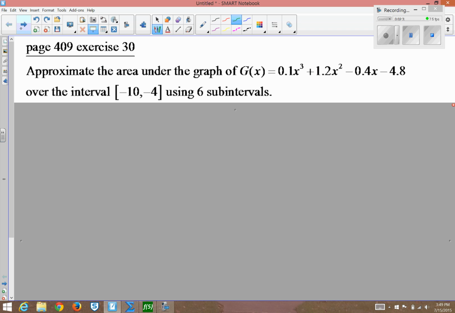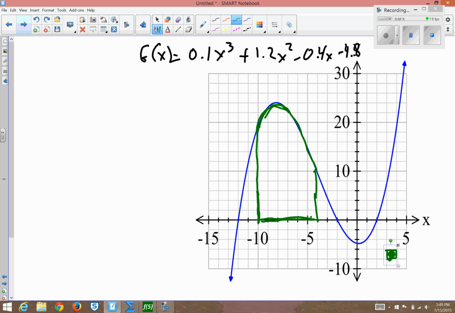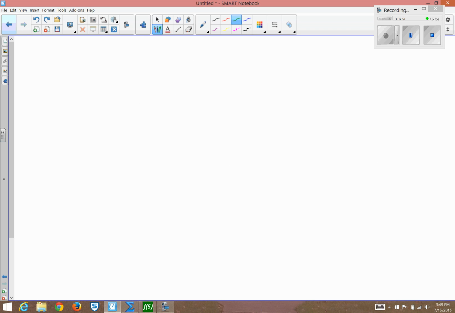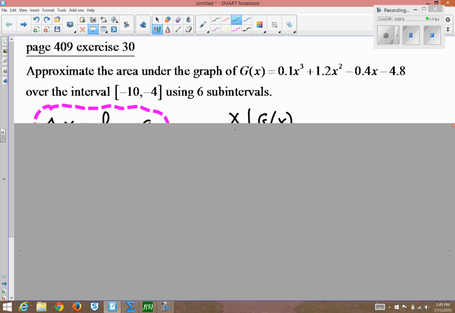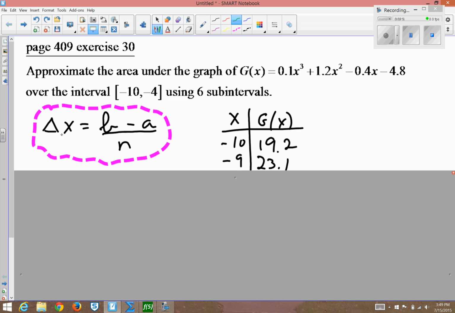First of all, when it says 6 subintervals, that means we're going to make 6 rectangles. And here's an important formula right here. Delta x, change in x, equals b minus a over n. That is going to be the width of each rectangle. So in the question, I see that I need 6 rectangles, and b minus a over n is always the width of each rectangle.